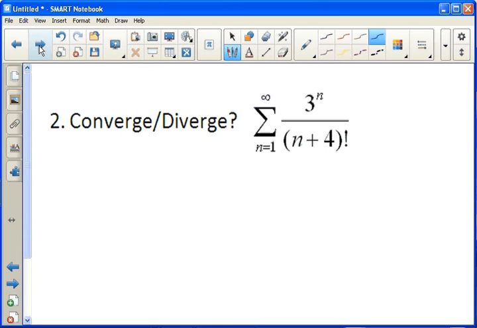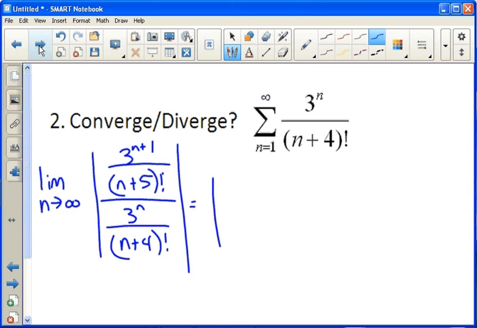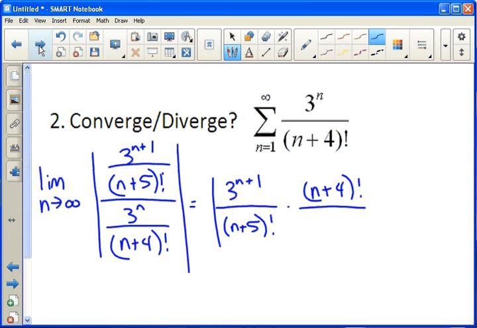Okay, next one. Again, we've got factorials and exponentials. So that would give us a good reason to think to use the ratio test. We put the original on the bottom. On top, we add 1 to all the n's. Then we multiply by the reciprocal. And it is possible for us to cancel out the 3's. There's 1 more on top than there is on the bottom. So all the ones from the bottom go away and just all but 1 on top goes away.